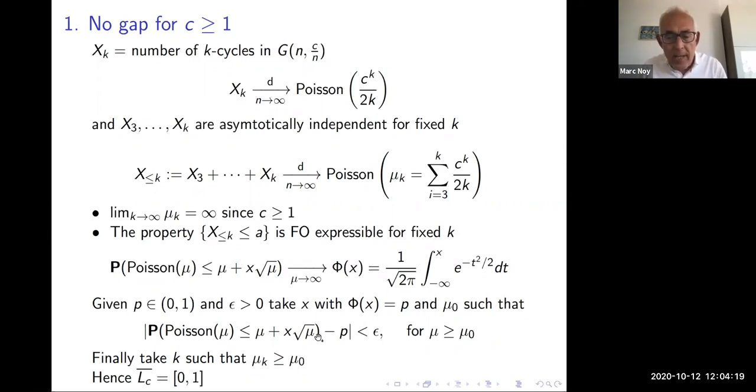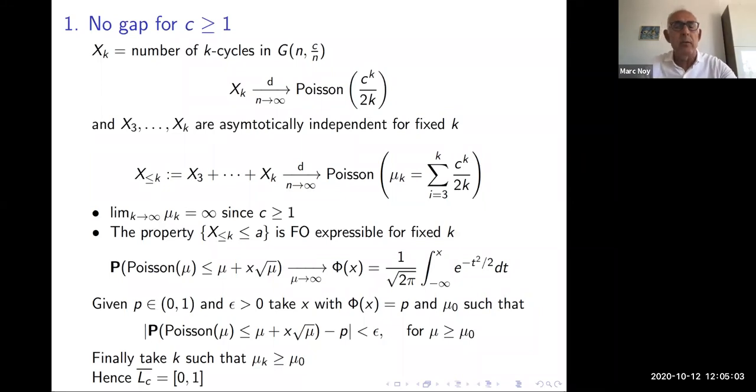Now, the property that this Poisson is less than this is the same as saying that this random variable is less than this value. So this is first order expressible, and we have shown that every p between 0 and 1 can be epsilon approximated by some limiting probability of a first order sentence. Hence, this is dense and the closure is the interval 0, 1. Well, this is an easy argument, and you see, we are only using elementary tools. So if everyone is happy, then we move to the second part.